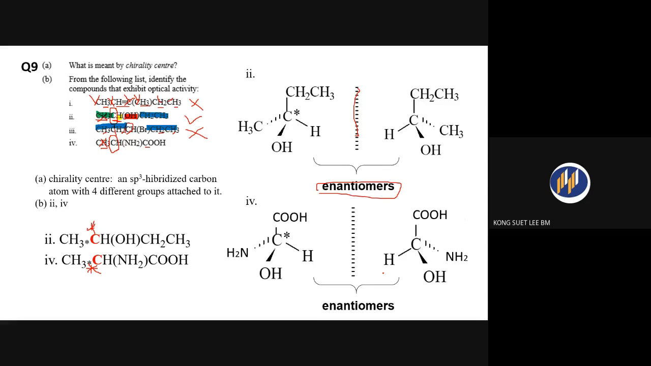Okay, so now are you clear about what an enantiomer is? How can the compound be optically active? It must have a chiral carbon. Then you must know how to identify the chiral carbon. Once you identify the chiral carbon, you must know how to draw the enantiomer, the reflection. Okay, any question about question 9?